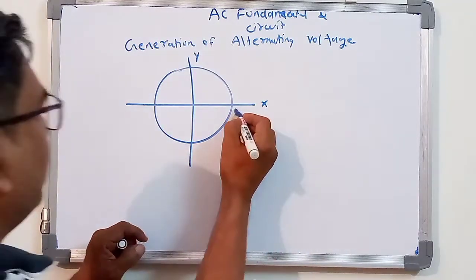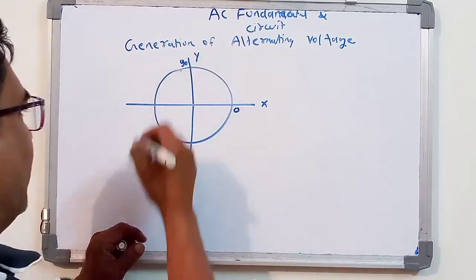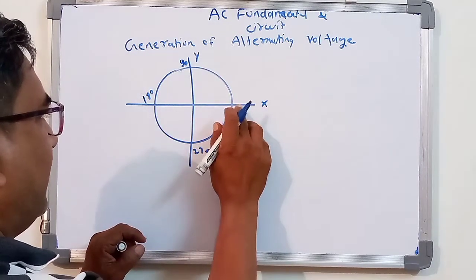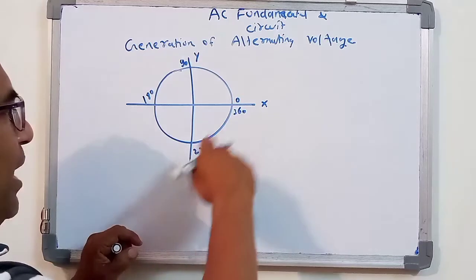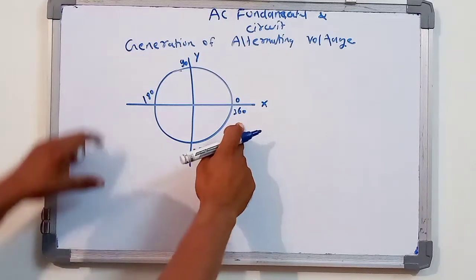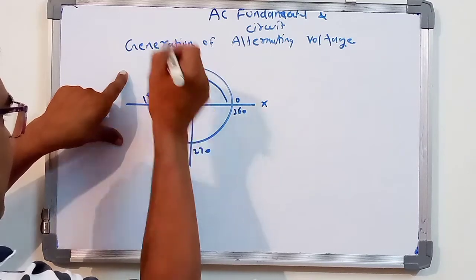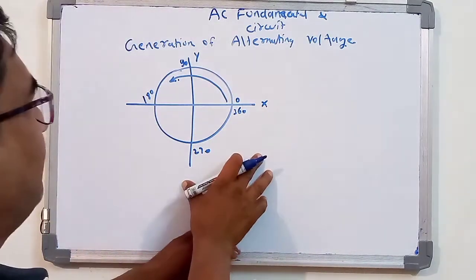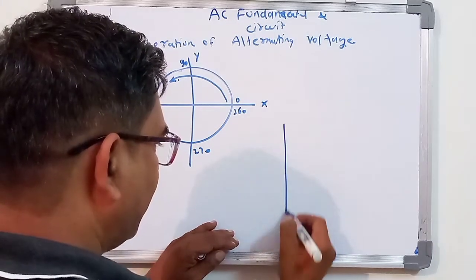Here you have the value 0. This is the 90 degree value, this is 180 degrees, this is 270 degrees, and again it will be 360 degrees. One complete path for one circle requires 360 degrees. The angle starts from here and we go anti-clockwise, not clockwise. In this way you have generated the alternating value.